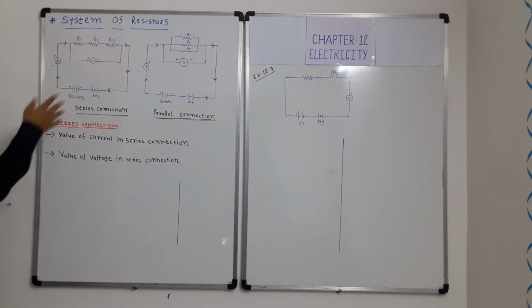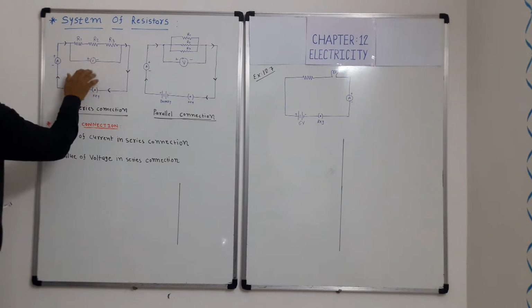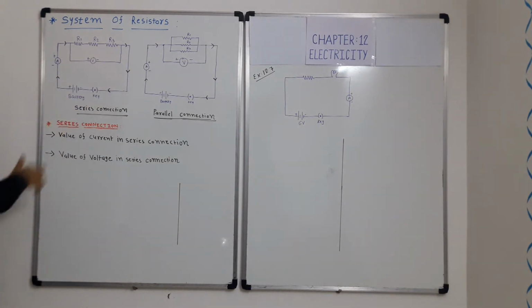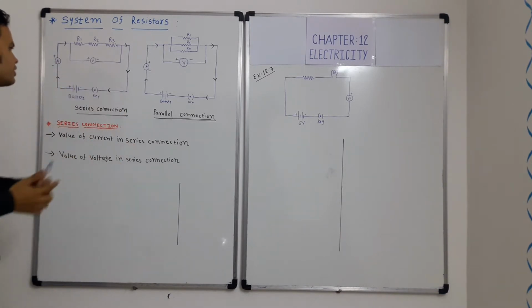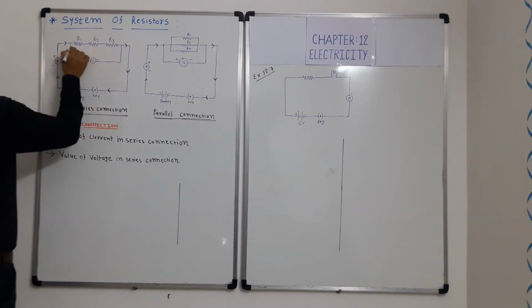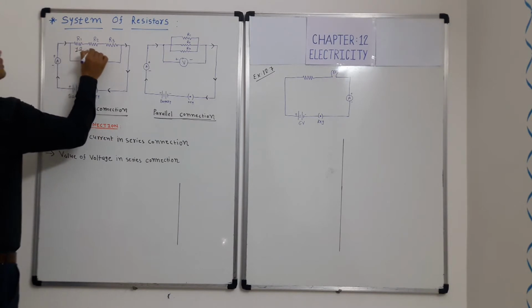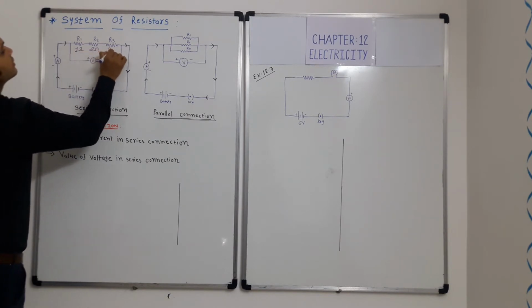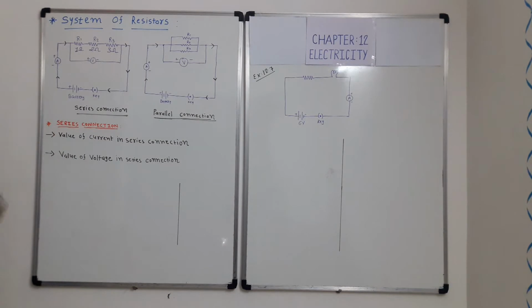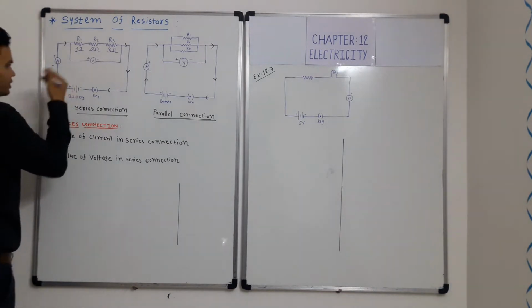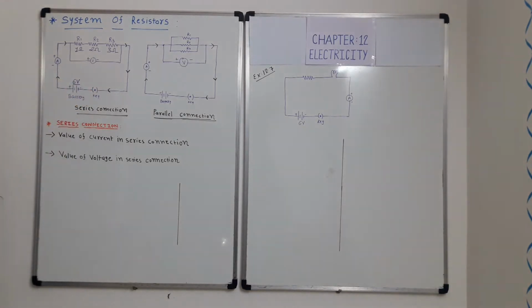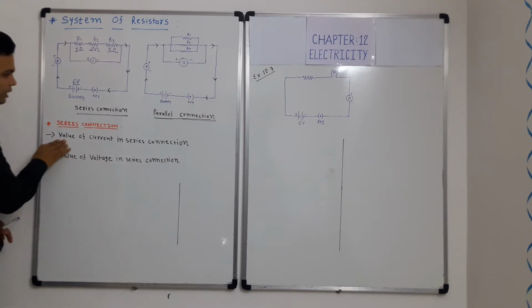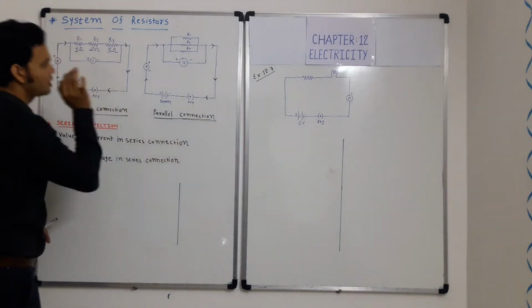So let us do one activity. Let us once again consider this figure, and here three resistances are there, R1, R2 and R3. So let us assign some values over here. Let's say this is 1 ohm, this is 2 ohm and this is 3 ohm. Okay, and let us assign some value to the battery. So it is, let's say, a 6 volt battery. Now my first question is the value of current in the series connection.